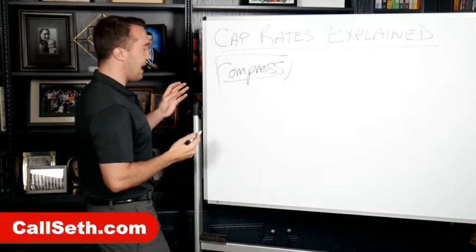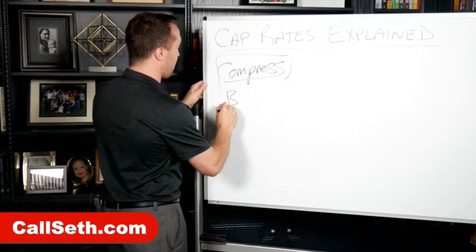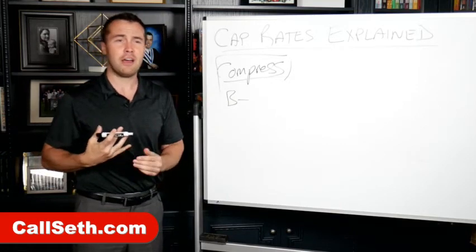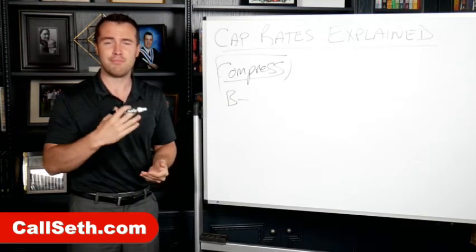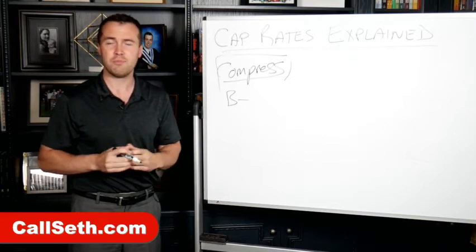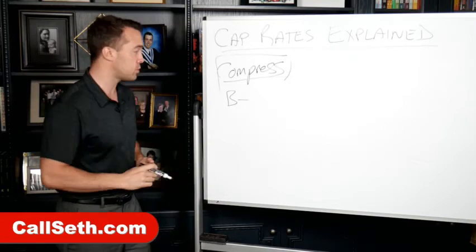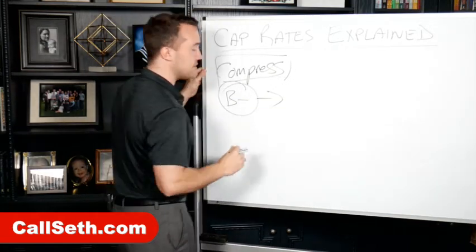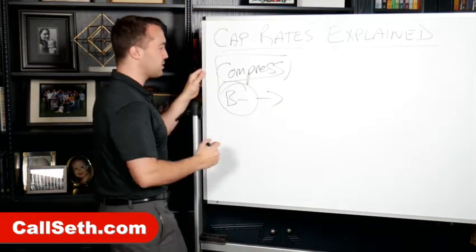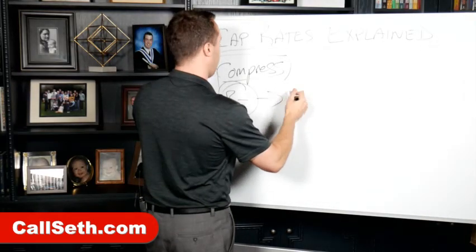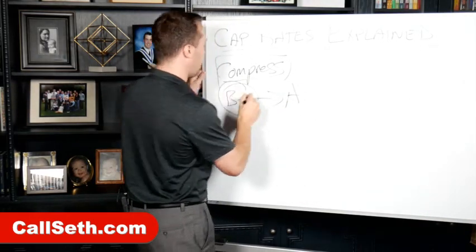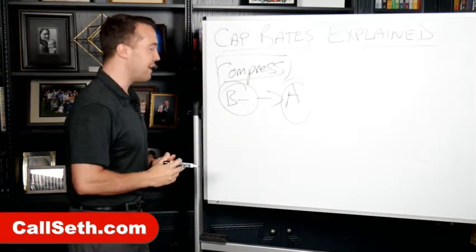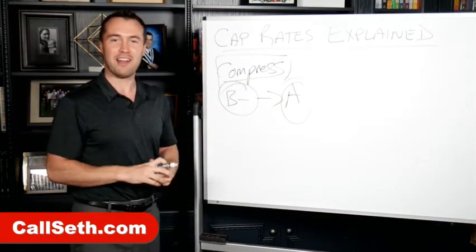So let's say we have a B- property. That property will need some renovations. Maybe the rents are a little bit under market value, the parking lot needs to get done, all that sort of stuff. We're going to take this type of property, do renovations, beautify it, and turn it into, let's say, an A property. So we're taking it from a B- to an A. Now, obviously, I'm just making this up for the example. I'm just going to pull numbers out of the air at this point.